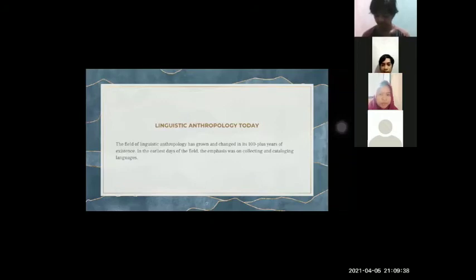Now attention to the origins of language, to the potential role of language in the evolution of humans, and to historical, genetic, and typological relationships among languages has brought important new insight into the ways that language changes over time and space.